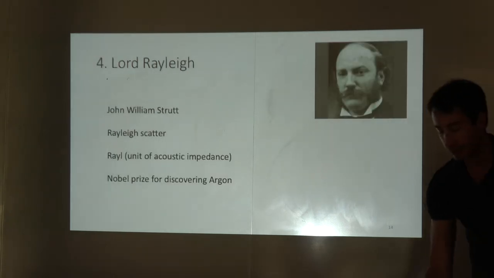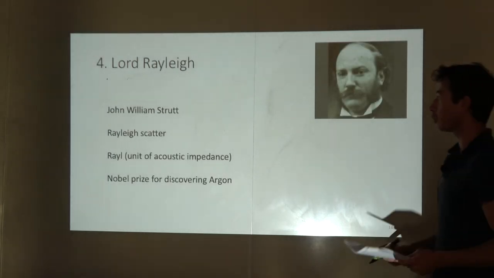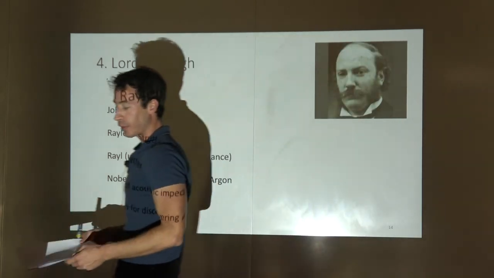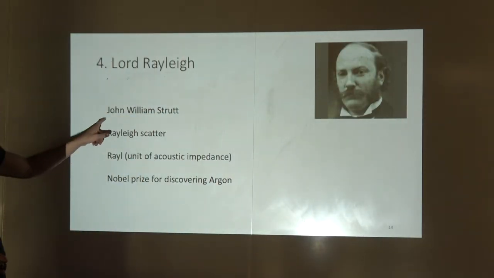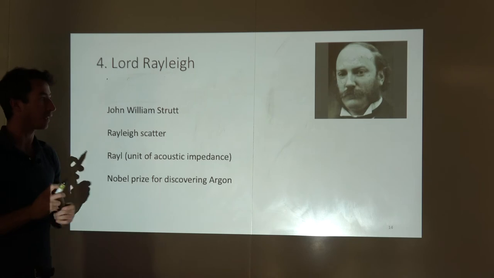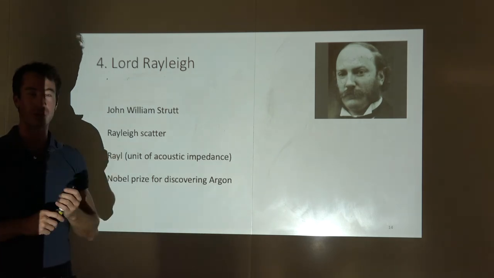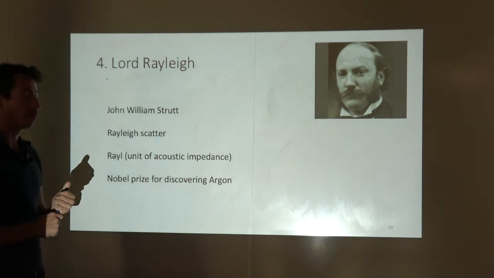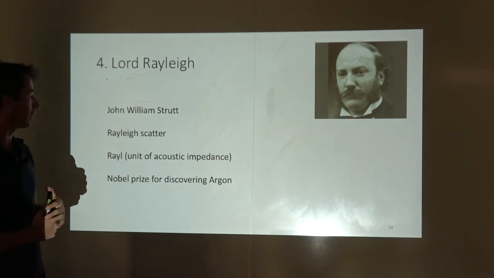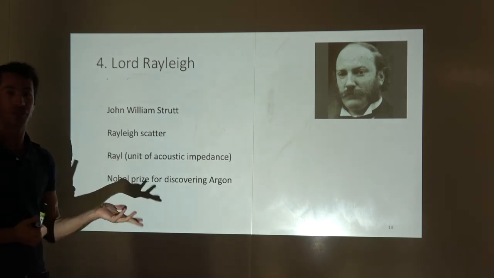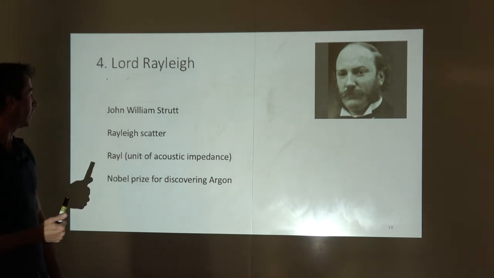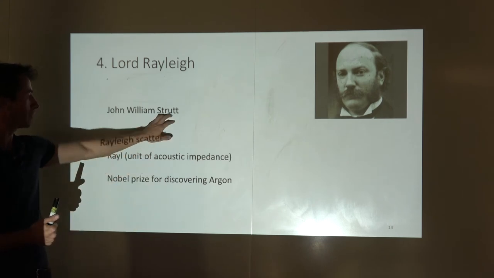So let's talk about Excel by using a fun example. You all know Lord Rayleigh, right? It turns out his real name is John William Strutt, and he was like the third or fourth Baron Rayleigh. And there's actually a current Baron Rayleigh, and he still has the same family name.